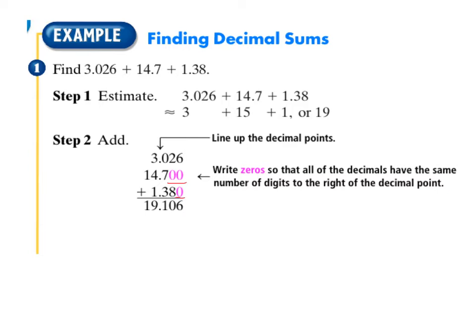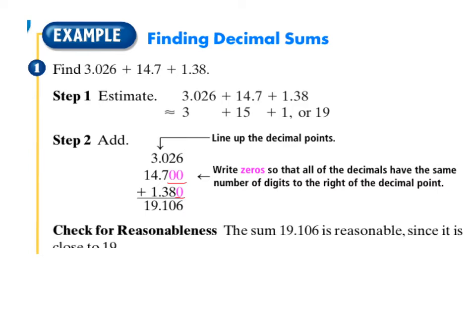Then once we add it up, we get 19.106, which is pretty close to our estimate. So our estimate was reasonable, or the sum is reasonable because it was pretty close to our estimate.